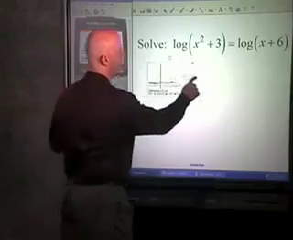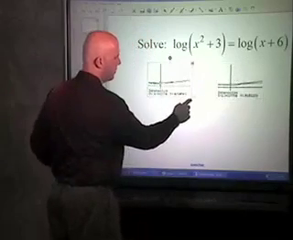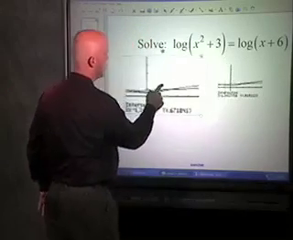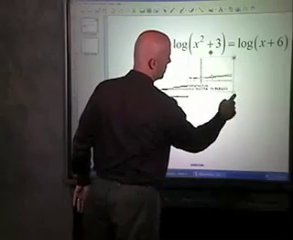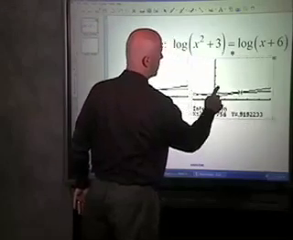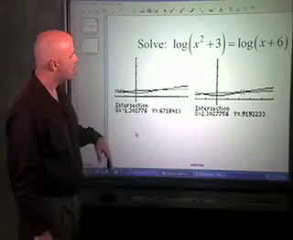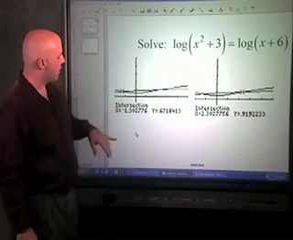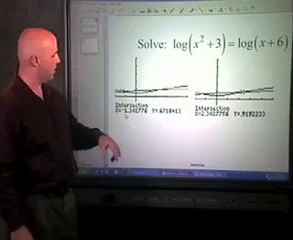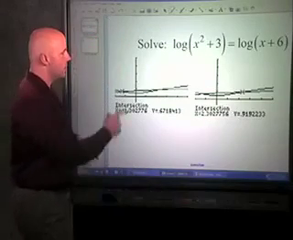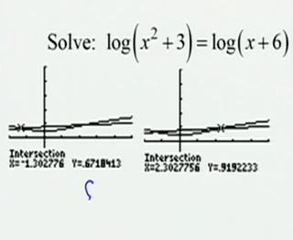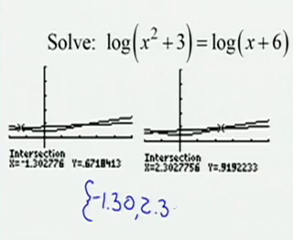Drag that one over as well. Make that a little bit bigger. So we can see from our graph that we have the intersection points at negative 1.30 and at 2.30. That makes our solution set for this equation negative 1.30, comma 2.30.